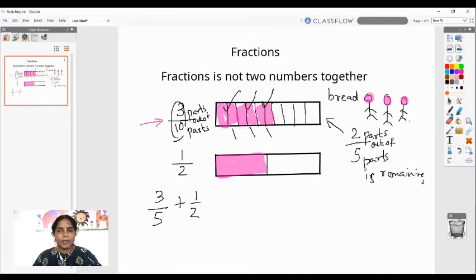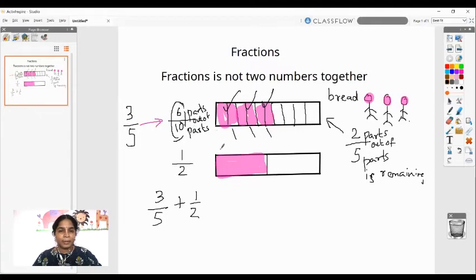And how many colored parts are there? Now it is no more 3 parts that is colored. It is now 6 parts. That means to say, previously it was 3 parts out of 5 parts. Now it is 6 parts colored out of 10 parts.